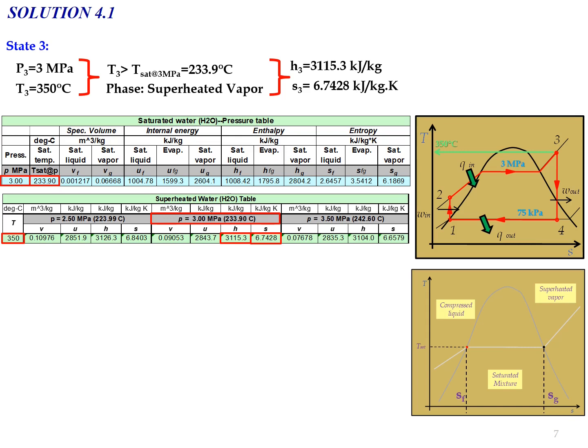You need to determine S3 because later on you need to manipulate the value of entropy in order to determine the data for state number 4. Okay, because the process is isentropic during the expansion process.